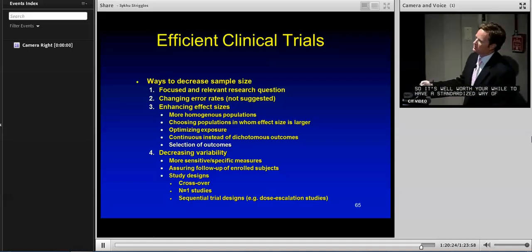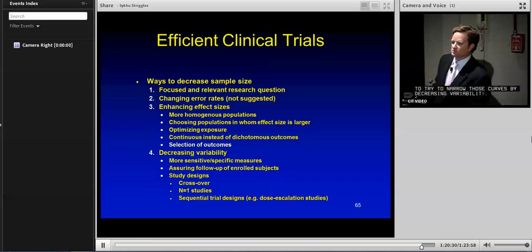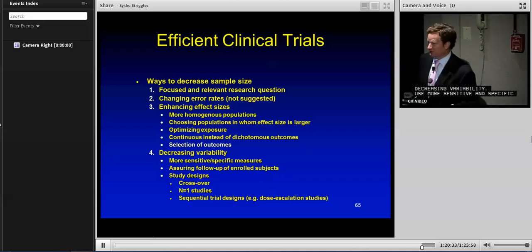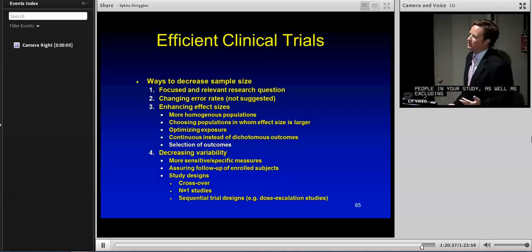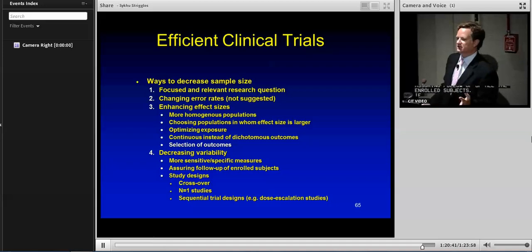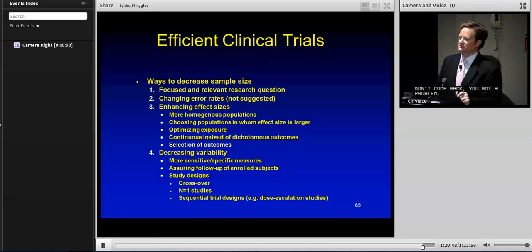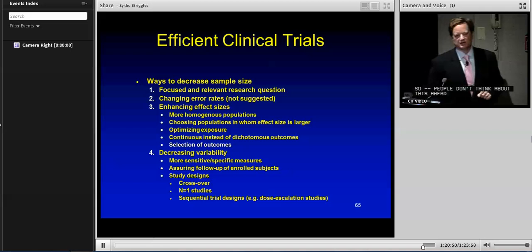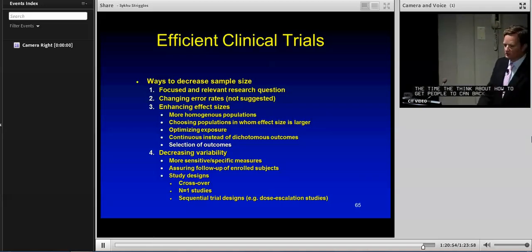And the last thing you can do is to try to narrow those curves by decreasing variability. Use more sensitive and specific measurements for both including people in your study as well as excluding people from your study. Assuring follow-up of all the enrolled subjects. If you want to enroll 50 people in your study and 25 of them don't come back, you've got a problem. And people don't think about this ahead of time. The time to think about how you're going to get people to come back is before the first person's ever been enrolled in the study.